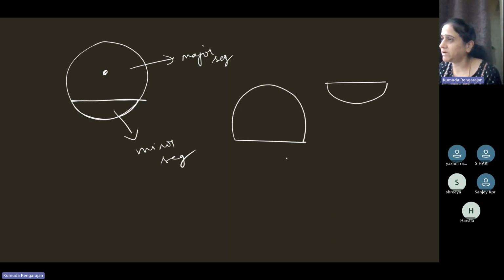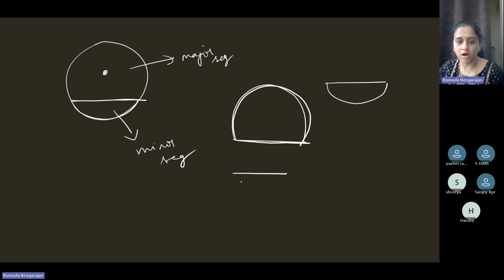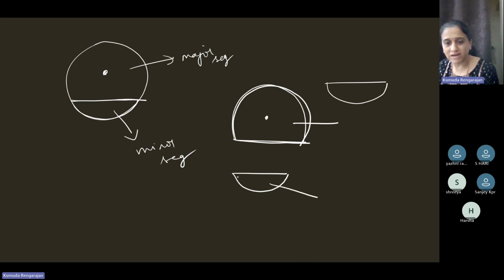What's the definition of a segment? Part of a circle bounded by a chord and an arc. So you can see a chord and an arc. Now this one contains the center. This one does not contain the center. So this one is the major segment. This one is a minor segment. So this is the minor arc. This is the major arc.